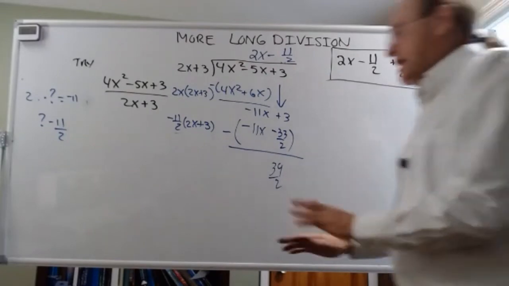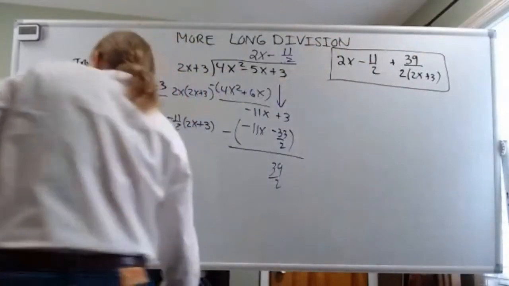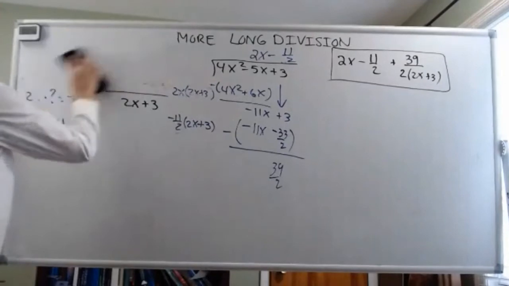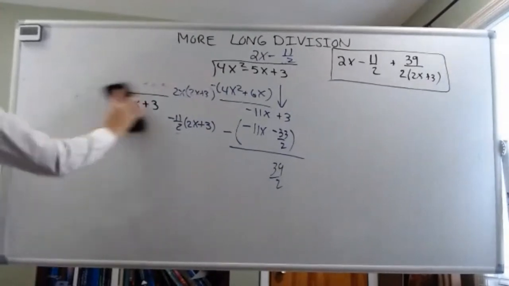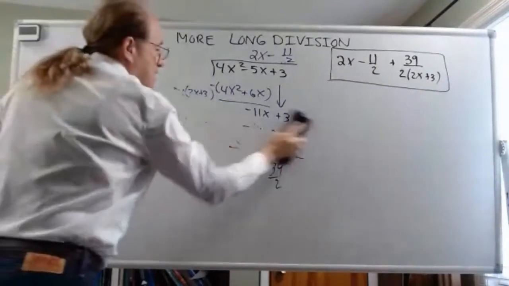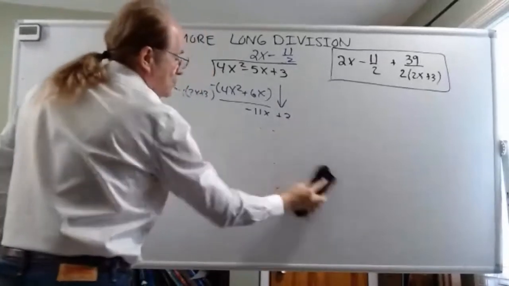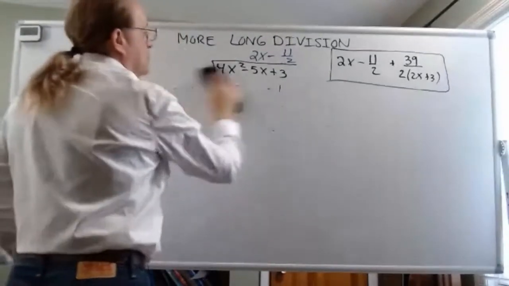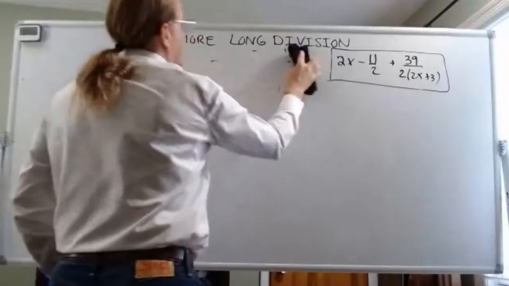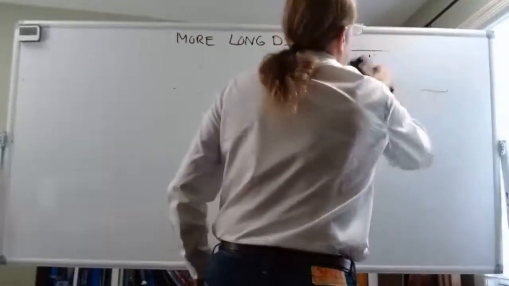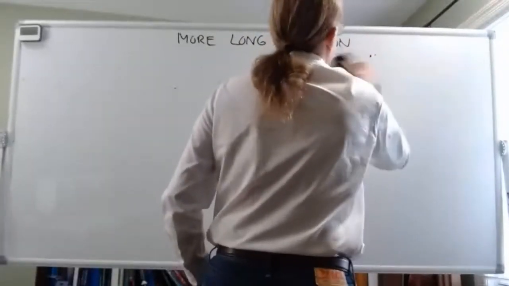Okay, let's take a look at the last added complication. What happens when you're missing a term? Now you just have to be careful. The way I like to treat it is by putting that term in with a 0 coefficient. So let's take a look at another type of problem.